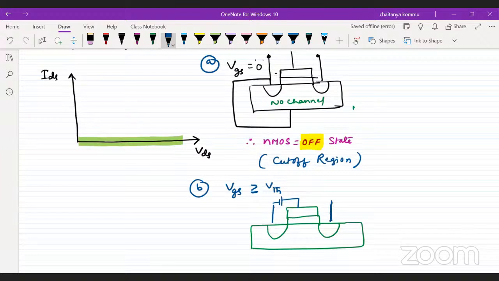Okay, but anyway, because of VGS, the channel is formed there. Fine, it's good. But I did not apply a VDS value. Then is there any possibility of current flow from source to drain? That's the question. Anyone from the class? Quickly.